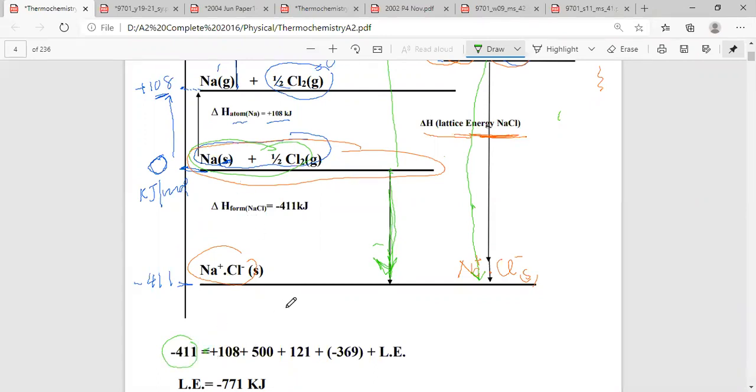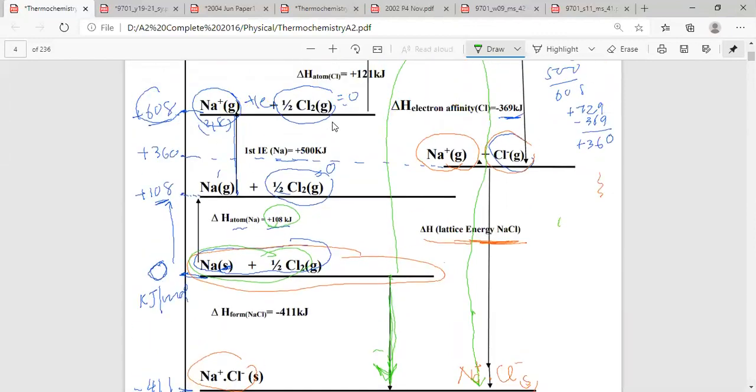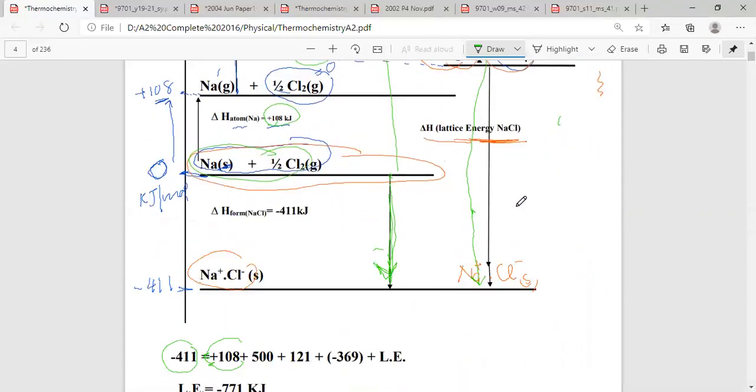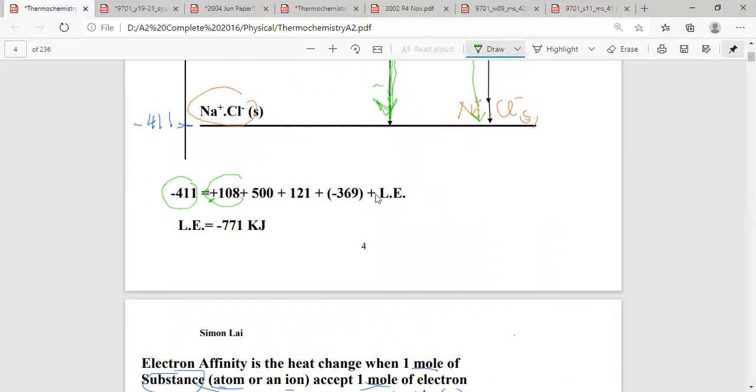Okay, here, remember, now here's 1, it's not here. To do the arrow method, you have to be careful of the signs. Okay, here to here is positive 108. You go up here is positive 500. You go up here is positive 121. Then the arrow goes down here. It's negative, negative 369. See now? And of course, plus the LA.